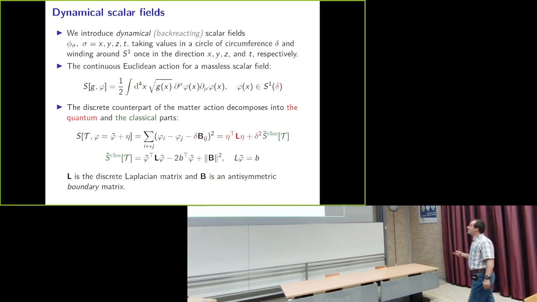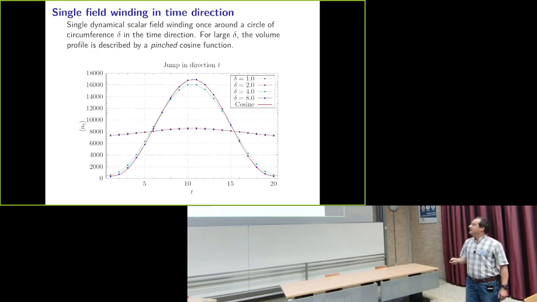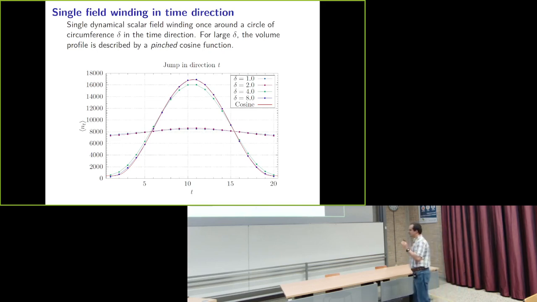And we use a discretized version of this action. It consists of a quantum part and a classical part. This may be more technical, but we see that the classical part scales as delta squared in the action. So this suggests that when the circumference grows, the effect of the matter fields will also grow. And we'll start our discussion with just a single dynamical field that winds once around the target space when we go along a non-contractible loop in the time direction.